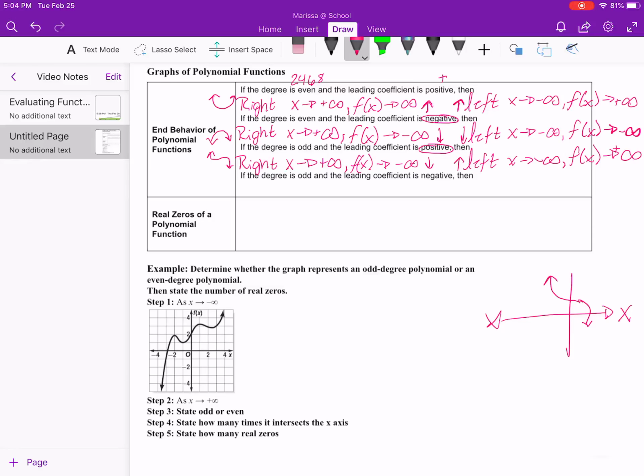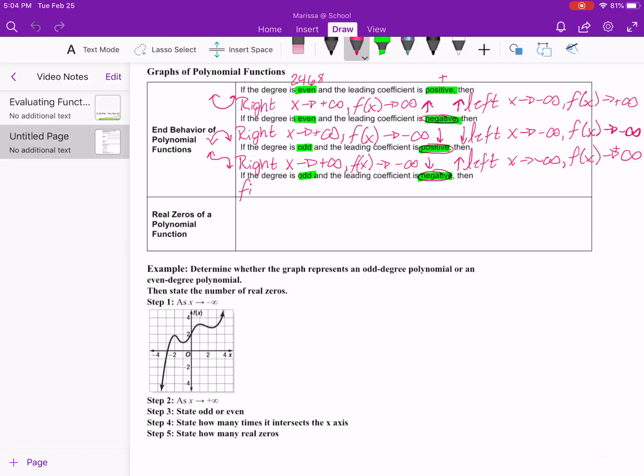Finally, I've got if it is a negative. So hopefully you're taking notice of these words here. So if I'm odd and negative, odd and positive, even and negative, even and positive, those are words that are important that you're going to want to pay attention to. So we're going to do this one last time.